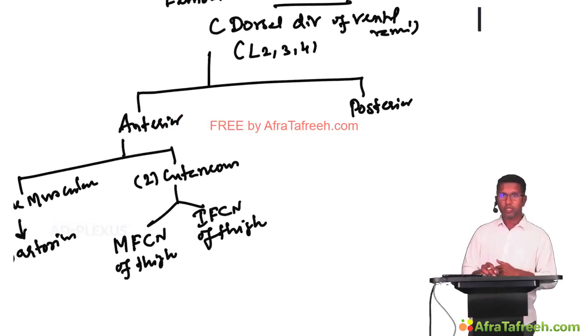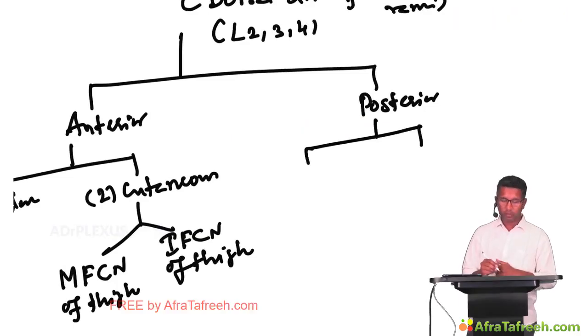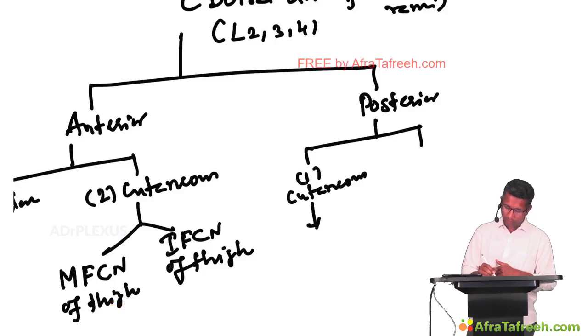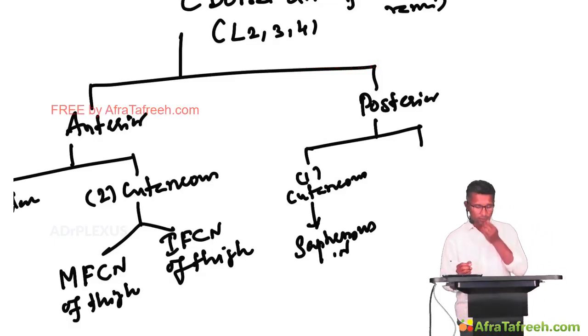When you take the posterior division of the femoral nerve, it has got only one cutaneous branch, and that cutaneous branch is nothing but the saphenous nerve, the longest cutaneous nerve in the body, guys.